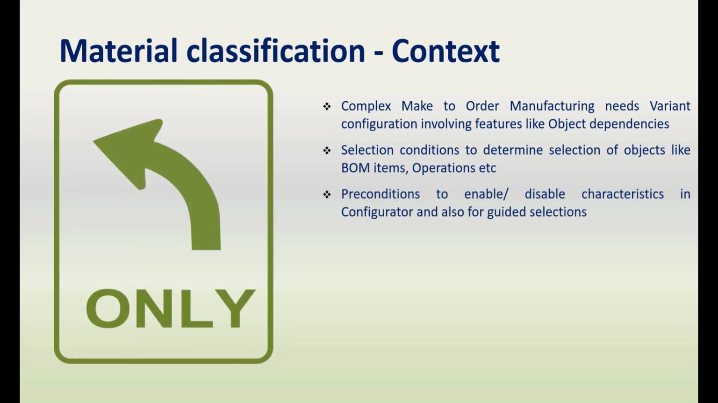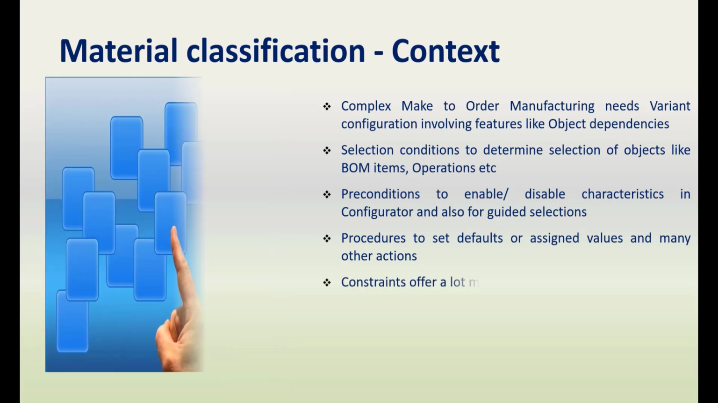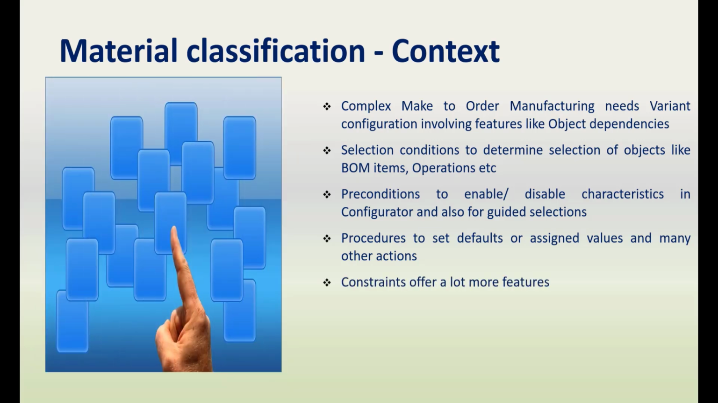To disable the customer selections which are not offered by the selling organization, you might have used preconditions. You may have also used preconditions to make guided selections, to enable some selections only on the basis of some other previous selections. To make selection easy, you might have used procedure type dependencies to set the defaults for the most widely selected options. Using procedure type dependencies, you could also limit the customer selection to one value on the basis of customer selections. Using the constraints, you can do a lot more.